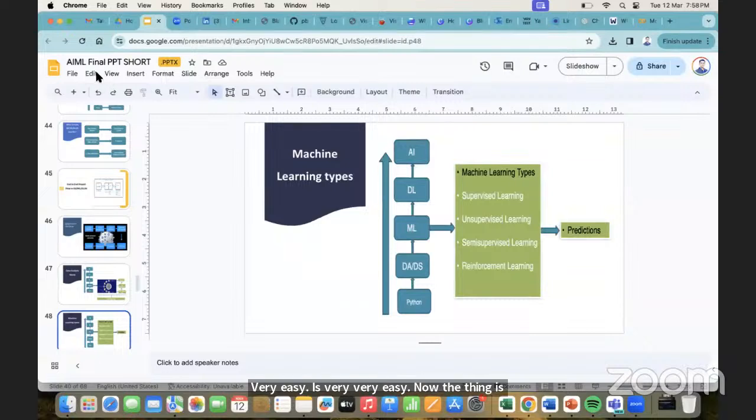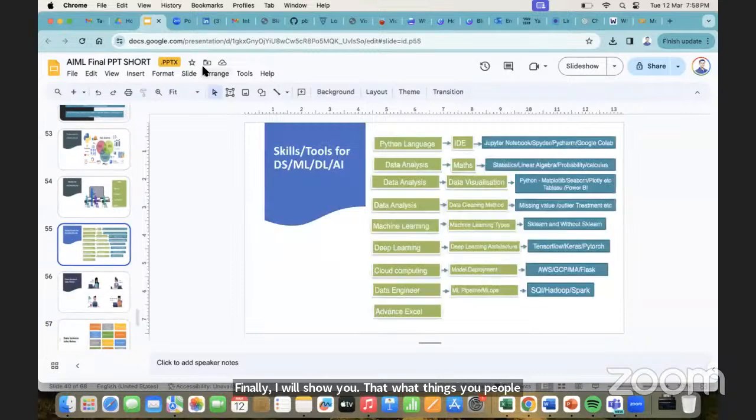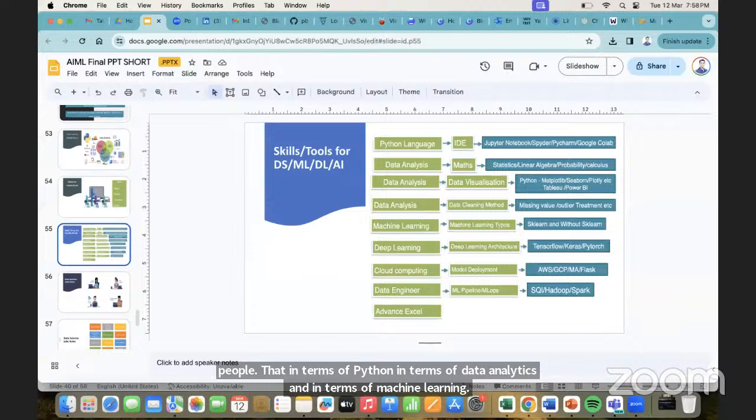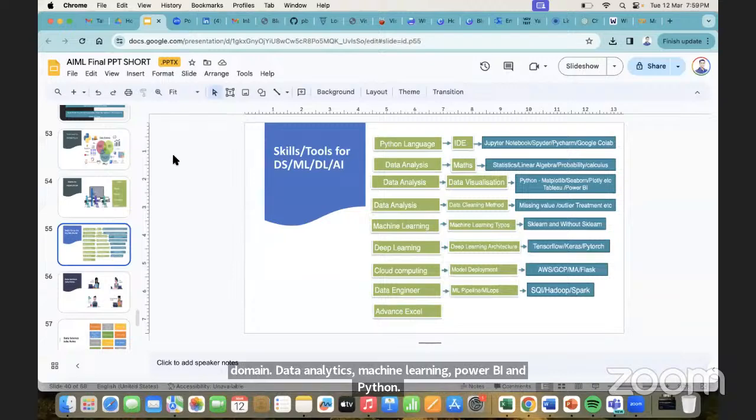Now finally, I will show you what things you have to prepare for solving the project. As I told you, I will give the project in terms of Python, in terms of data analytics, and in terms of machine learning. We will also give the project in Power BI. We will give the project in Python, and we will give the project in the machine learning area. Is this clear? Yeah, good, Sai Ganesh. Thank you. We are going to give the project in four domains: data analytics, machine learning, Power BI and Python, so that we can consider it as your internship.